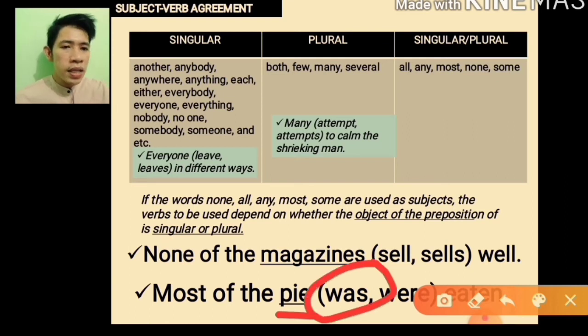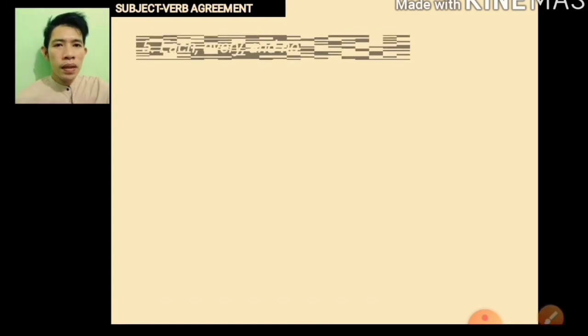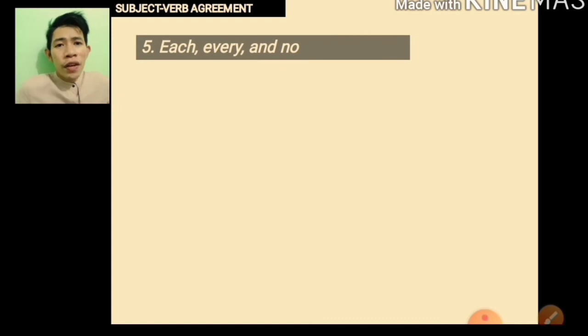So that's why most of the pie was eaten. That's the answer. Next, each, every, and no.